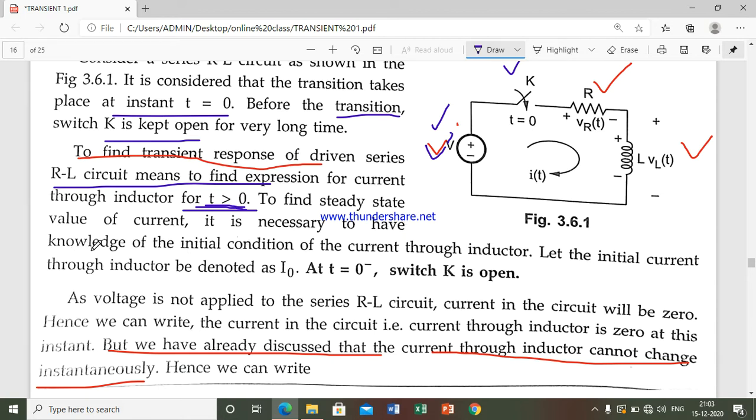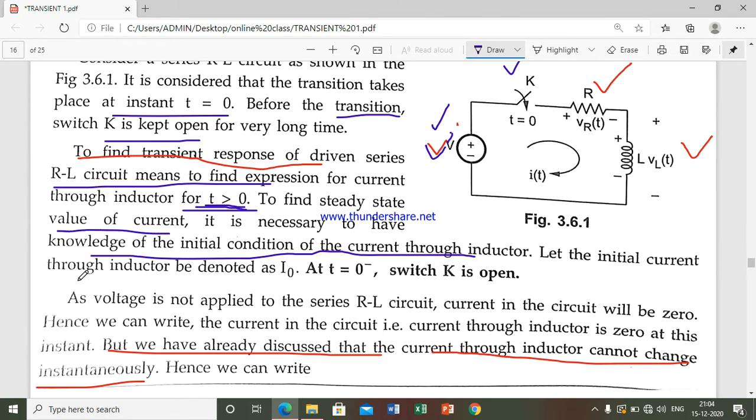So it is necessary to have knowledge of the initial condition of the current through the inductor. You should know the condition in the inductor before the switch closes, that is, what energy is stored in the inductor and capacitor. Only then can you find the steady state value of the current.